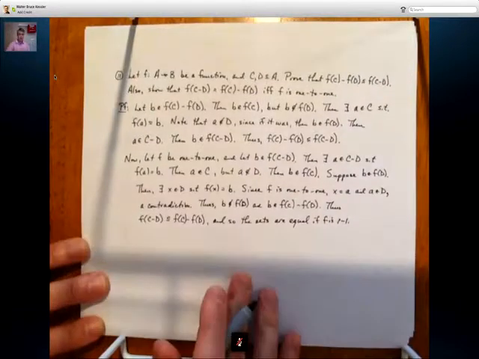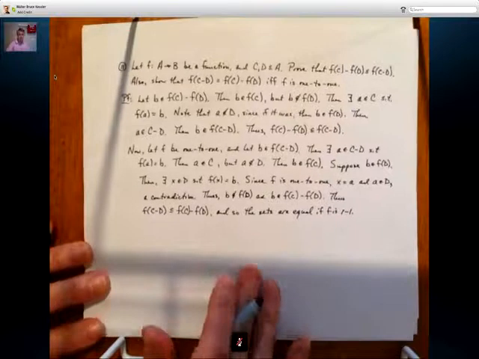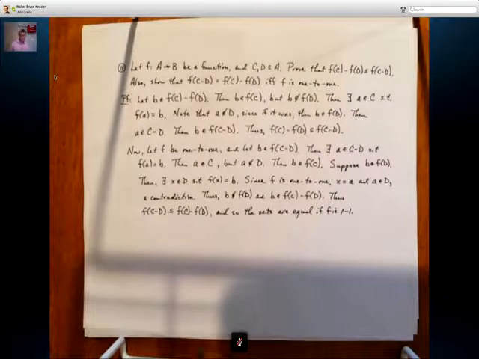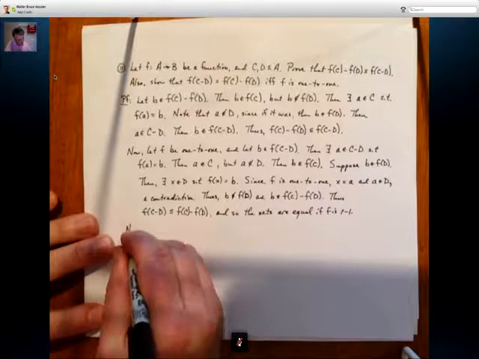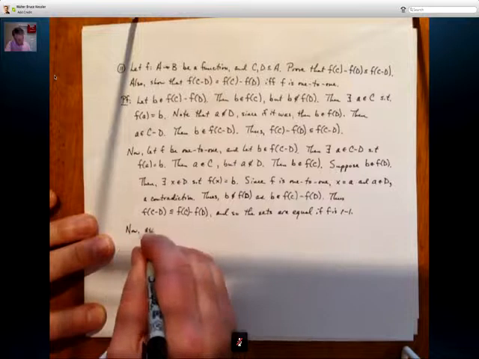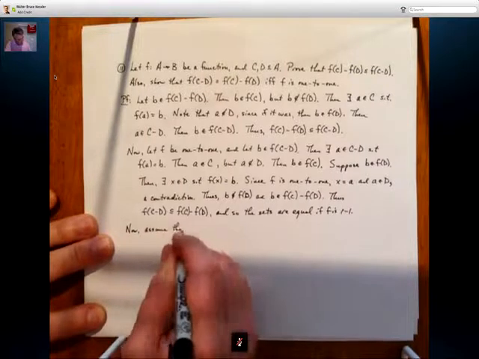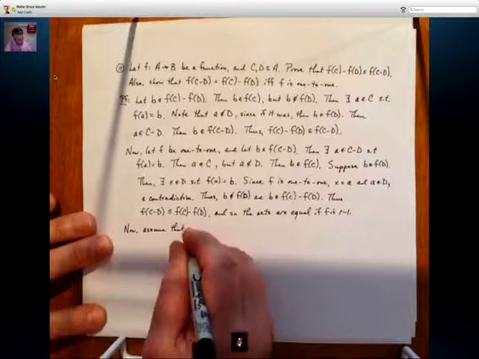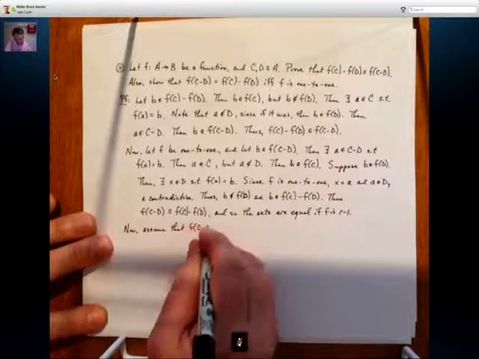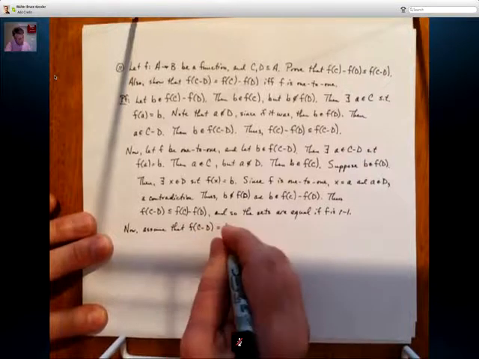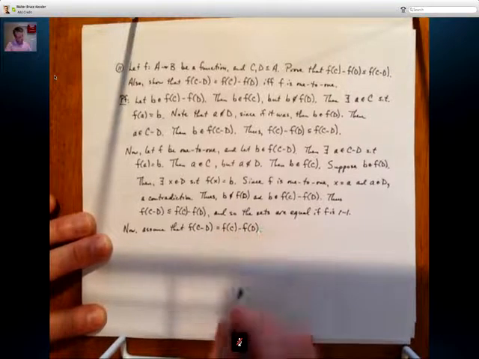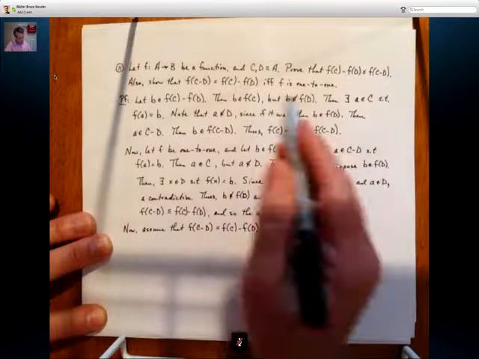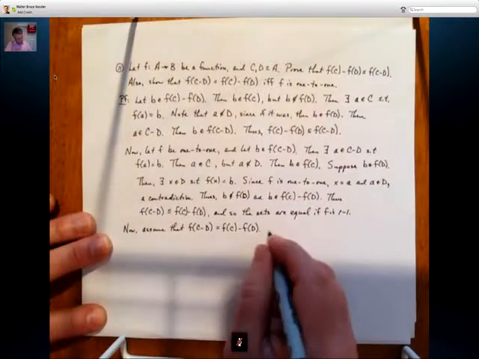Is 1 to 1. Okay? But now what we've got to do is say, all right, let's assume that f of C minus D is equal to f of C minus f of D for our f. And then how do we show things are 1 to 1? Well, okay.